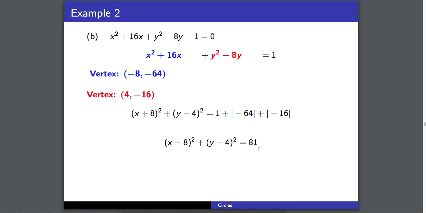And if we want to check that that's right, if we graph the original problem and then graph the answer we have for the equation, they should be the same graph. But in any event, the center of this circle here is (−8, 4), and the radius is the square root of 81, which is 9.